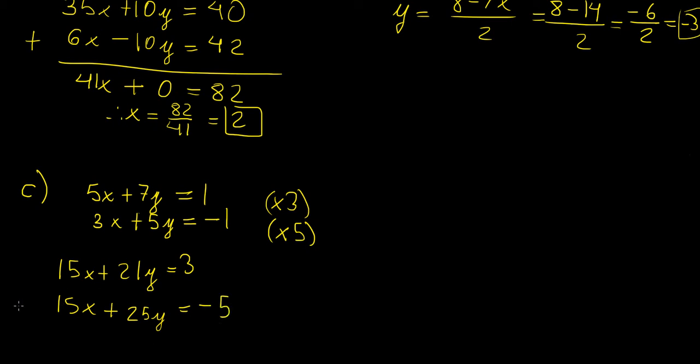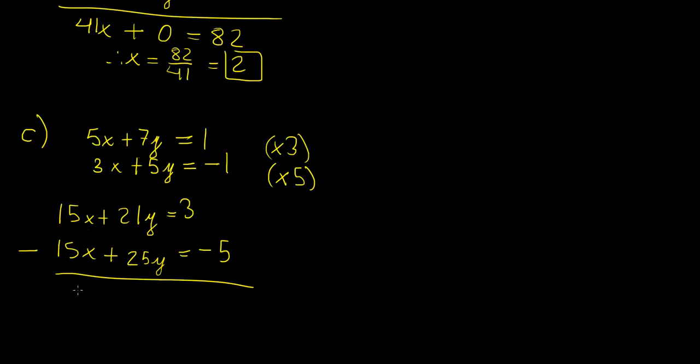And now instead of adding them, we're going to subtract them so that these two elements are going to be eliminated. This becomes 0. 21 minus 25, that's minus 4 times y. And we have 3 minus minus 5, which is 3 plus 5, is 8. So that means that y is going to be equal to 8 divided by minus 4, that's minus 2.